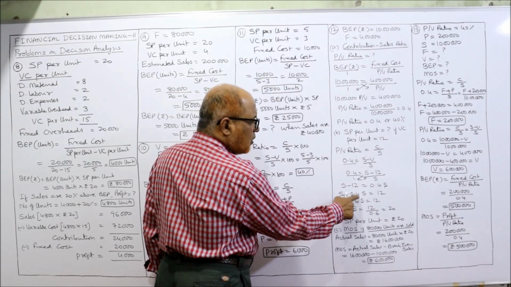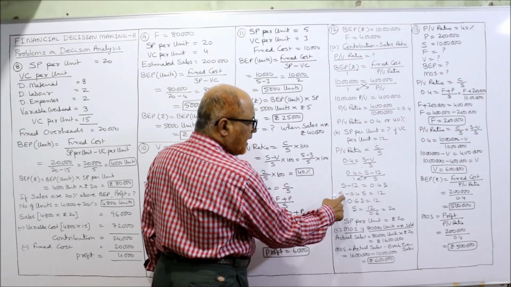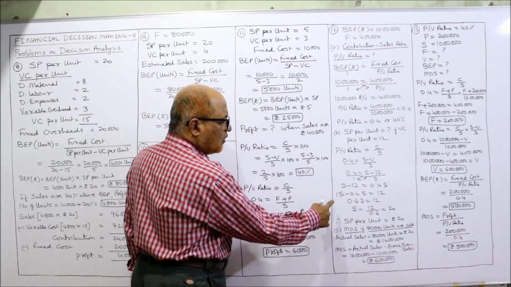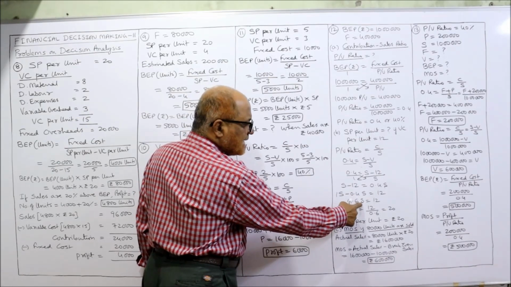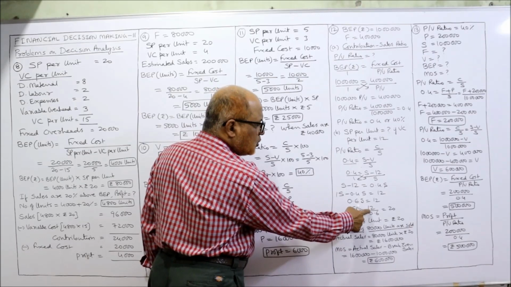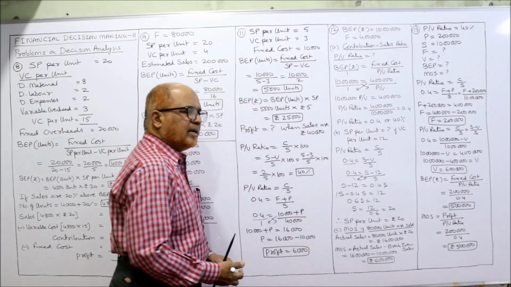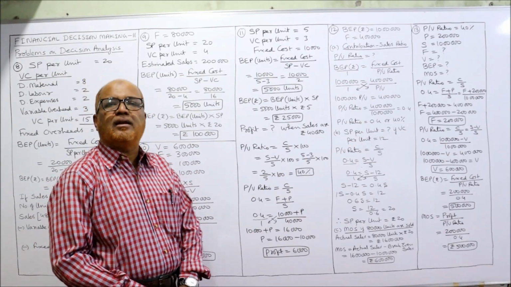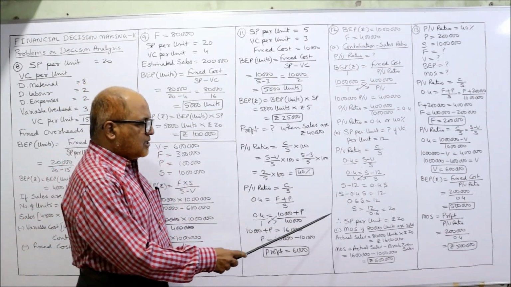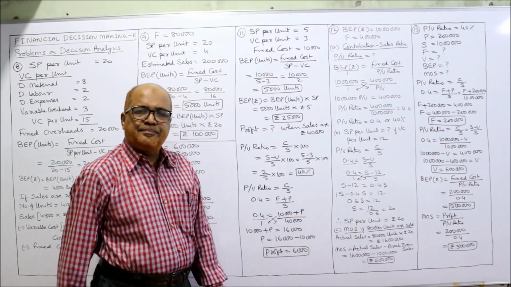So S minus 0.4 S is equal to 12. S means 1S. So 1 minus 0.4 is 0.6. So 0.6 S is equal to 12. S is equal to 12 by 0.6. You will get 20. So what is this 20? Selling price per unit. That's what it is asking. So selling price per unit is 20.